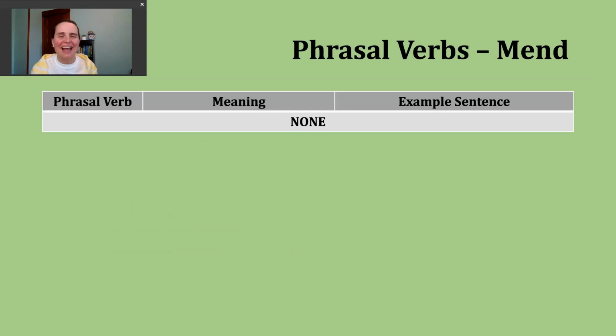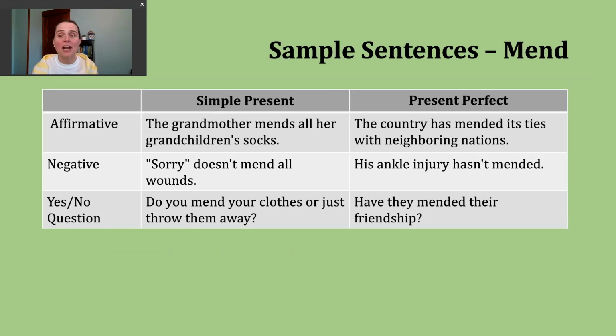Now, you might be happy to know there are no additional phrasal verbs for us to discuss or new meanings for us to memorize. So let's move on and practice using our verb of the day, mend, in a couple different verb tenses. Today, we'll practice the simple present and the present perfect. Let's start with the simple present. We use this verb tense to talk about habits and routines. We also use it to discuss facts.